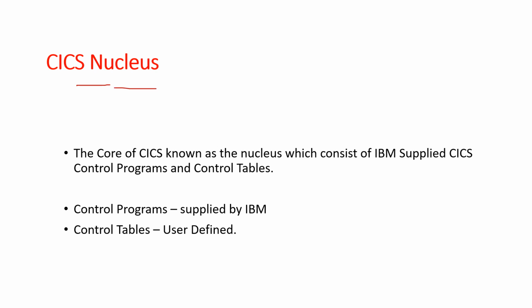So what is the CICS nucleus? The CICS nucleus is the core of CICS, which consists of IBM supplied CICS control programs and control tables. The CICS nucleus is constructed by the control programs and corresponding control tables, and it provides a unique advantage. Also, it makes CICS highly flexible, thus easy to maintain. The control programs are supplied by IBM and the control tables are user defined.